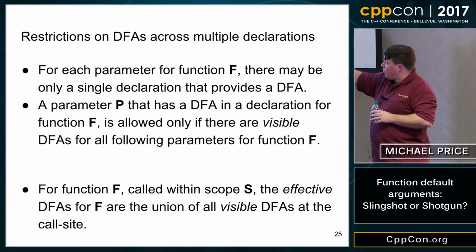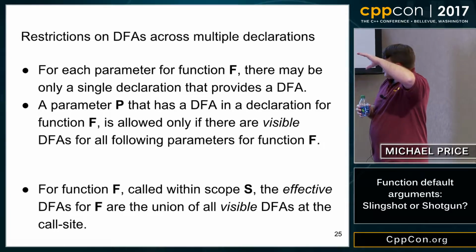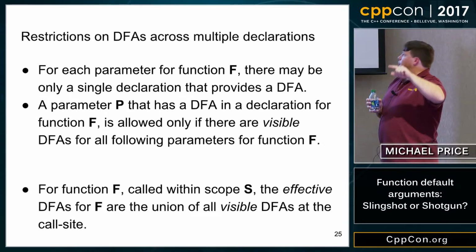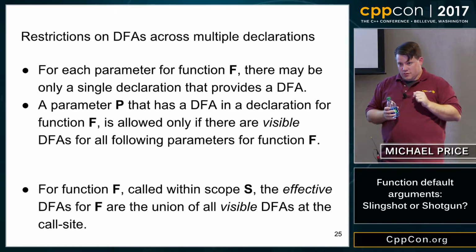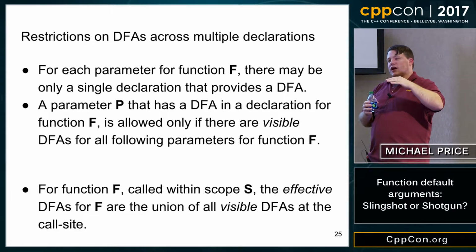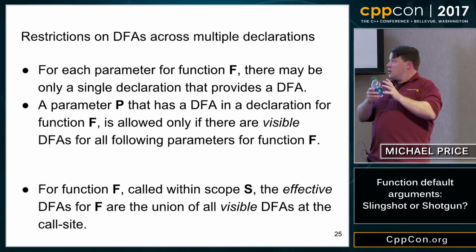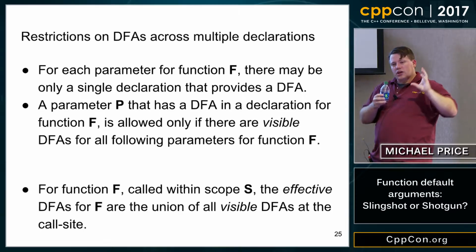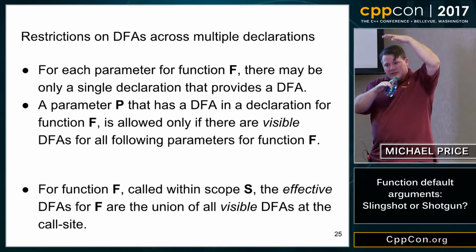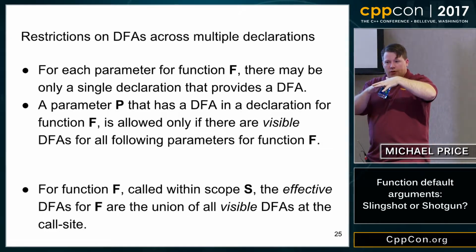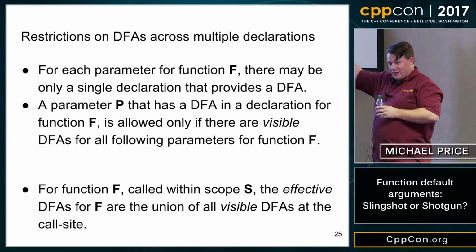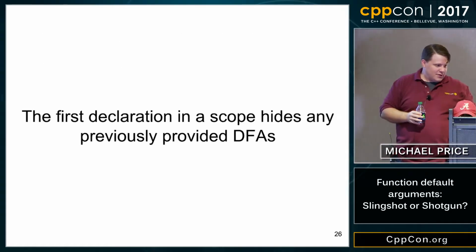For function f called within a scope s, the effective DFAs for f are the union of all visible DFAs at the call site. Okay? So whenever you make the call and you say, oh, I need to get the default argument, it looks at all of the declarations for that function and makes a union of all the default arguments that were visible, and that's what it uses. But there's this big blank here, right? I wonder what that's about.